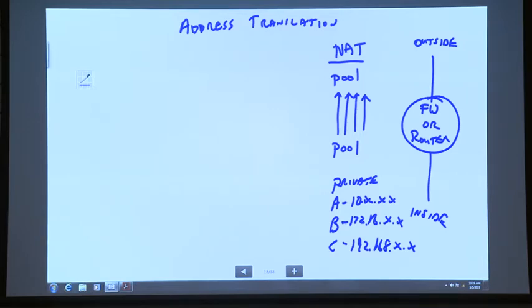Instead, they will use port address translation. With port address translation, I still have a pool of addresses on the inside, but I'm going to be going to a single address on the outside that is fully routable.